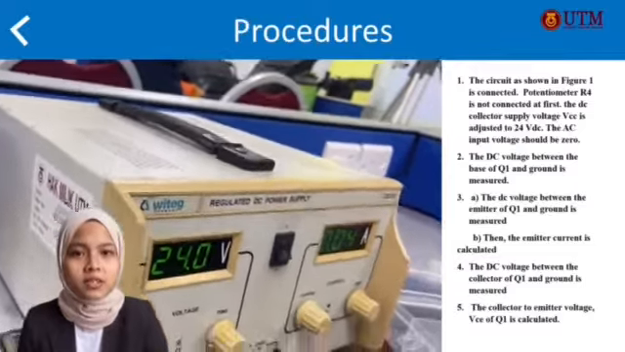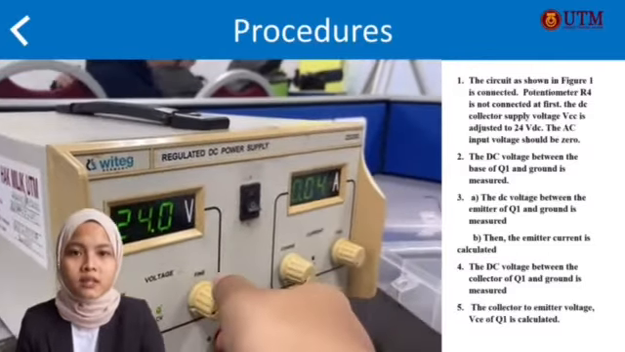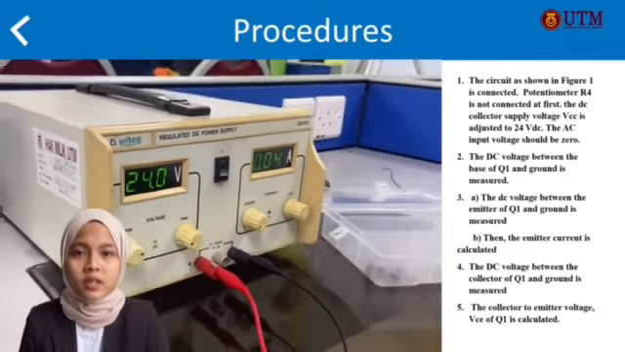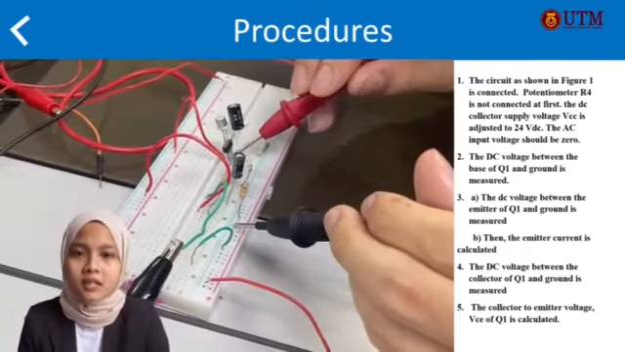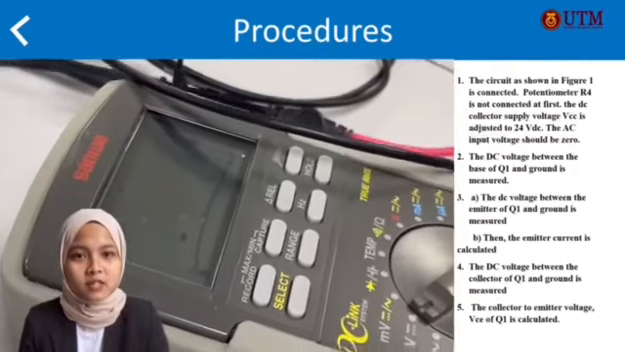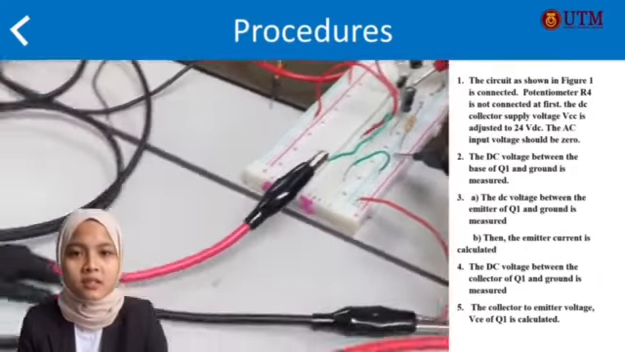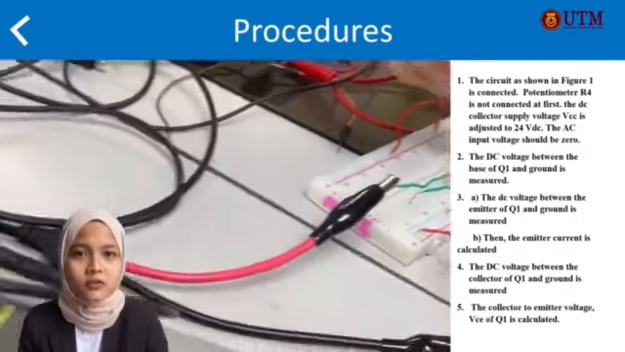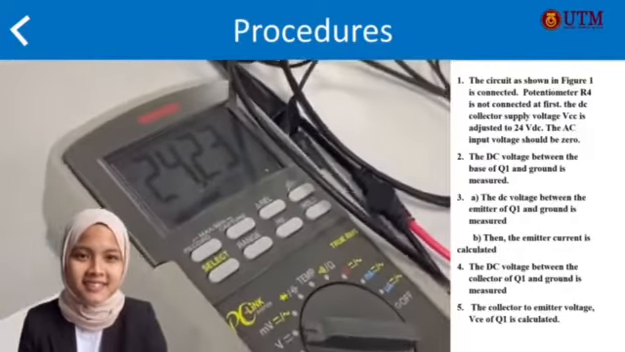The DC voltage between the base of Q1 and ground is measured. The DC voltage between the emitter of Q1 and ground is measured. Then, the emitter current is calculated. The DC voltage between the collector of Q1 and ground is measured. The collector to emitter voltage VCE of Q1 is then calculated.